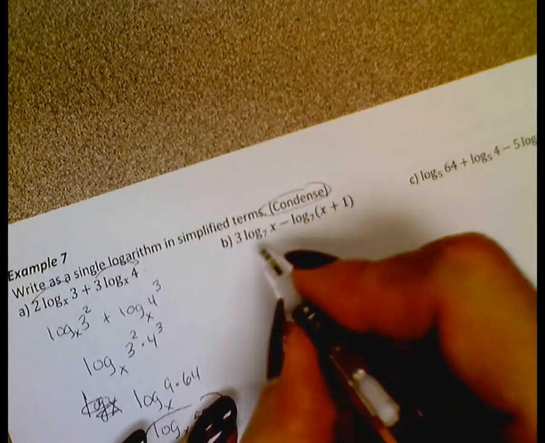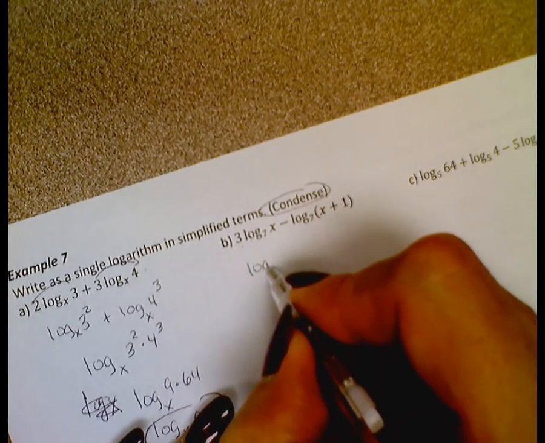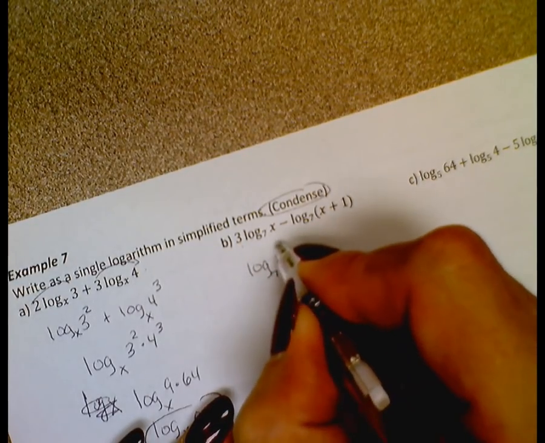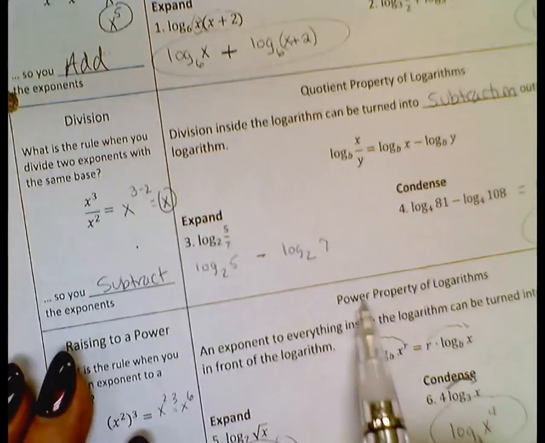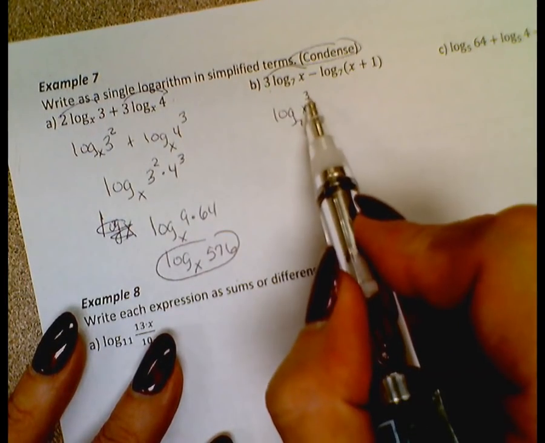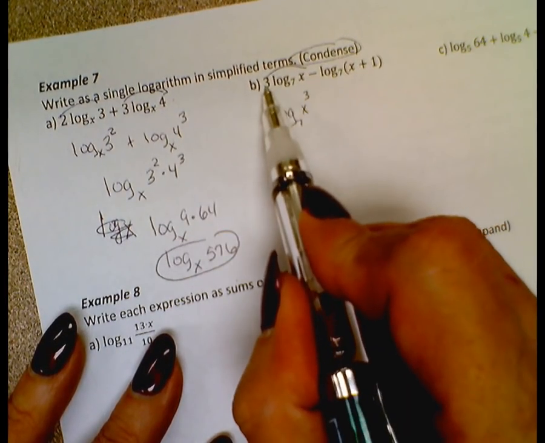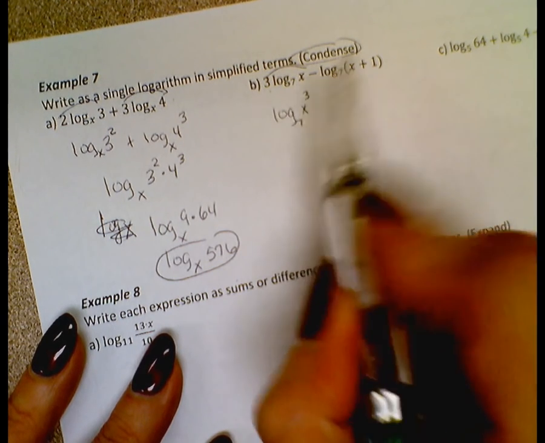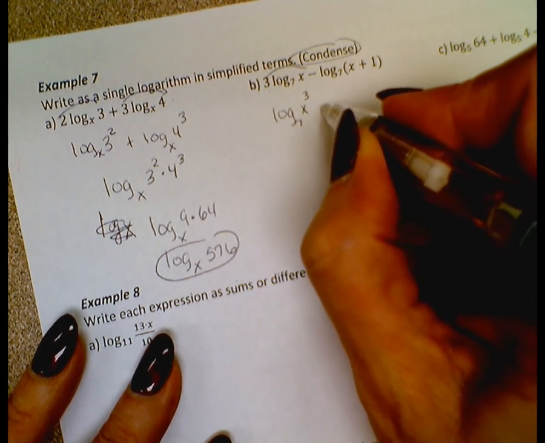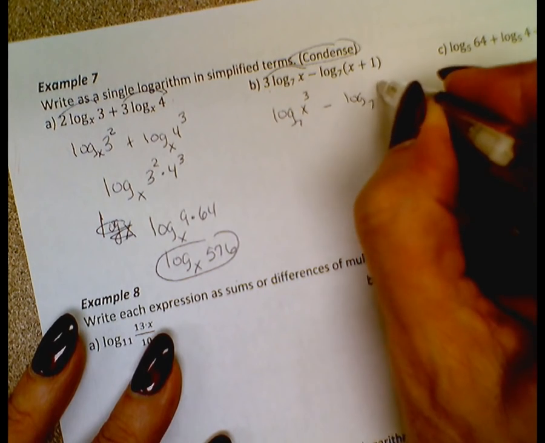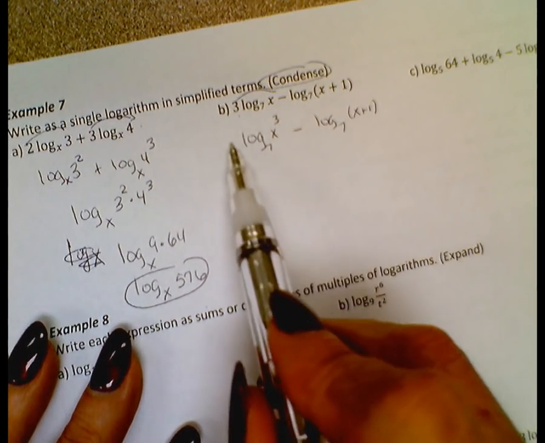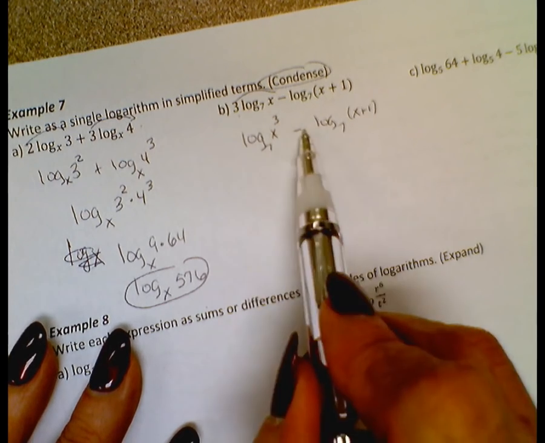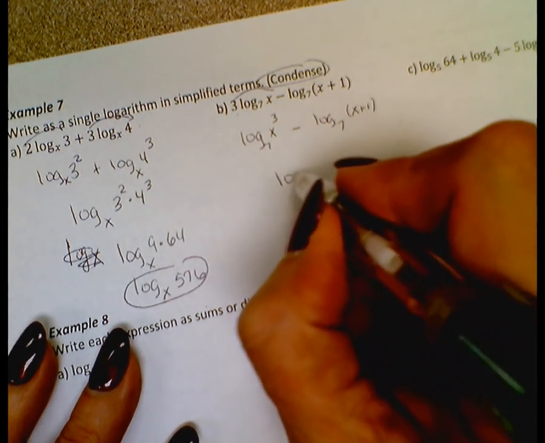So in this problem, what are we going to do with the 3? I want you to move the 3 here. That's called the power property. That's when an exponent can be an exponent or it can go out front. Right now it's out front, but we want to make it an exponent. Then let's just rewrite this. So now we have this. I didn't do anything to the second one. Do you see how there's nothing out front of either log? If there's nothing out front, that's when you can go ahead and condense.